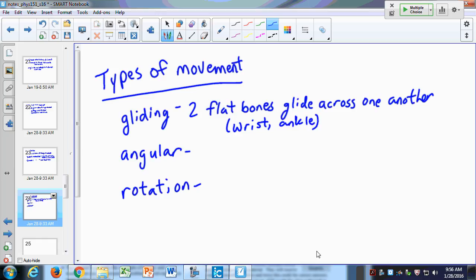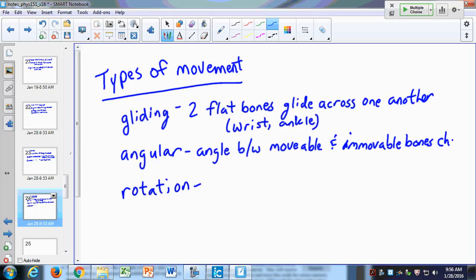Angular means the angle between the movable and the immovable bones change. Good example of that, one that we've been using. Right, so if you're doing a curl or whatever, your immovable bone is right here, your moving bone is right here, or at least in this situation, this one's not moving. That is an angular movement.